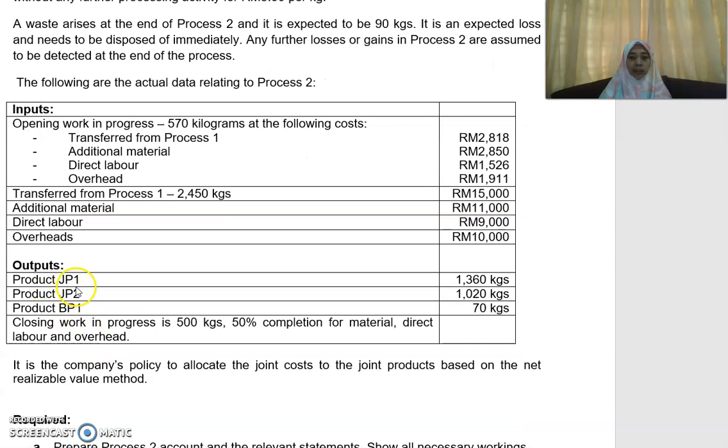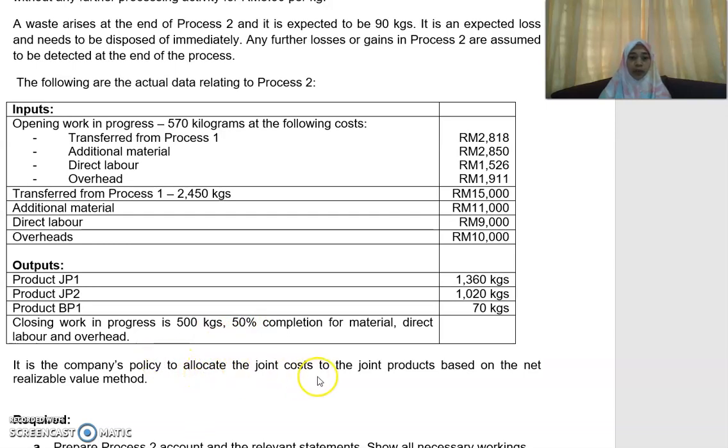You have your product JP1 at 1,260 kg, and then your output for your product JP2 is 1,020 kilograms, and for your byproduct BP1 you have 70 kilograms. And then you are told that the closing work in progress is 500 kilograms, and they are all 50% complete for material, labor, and overhead.